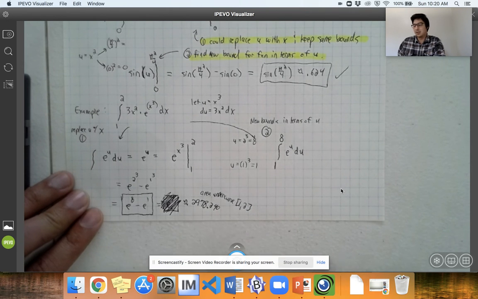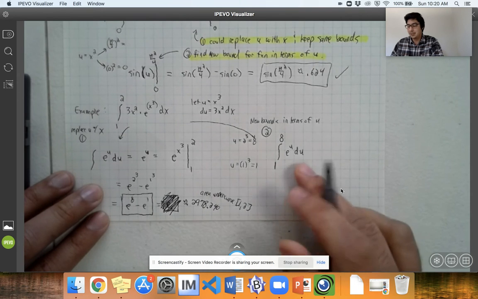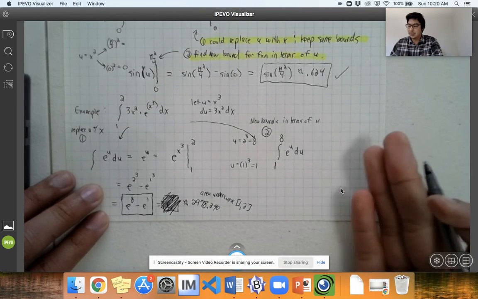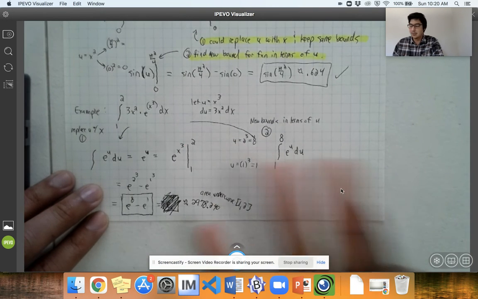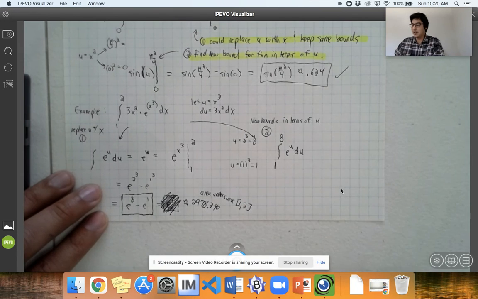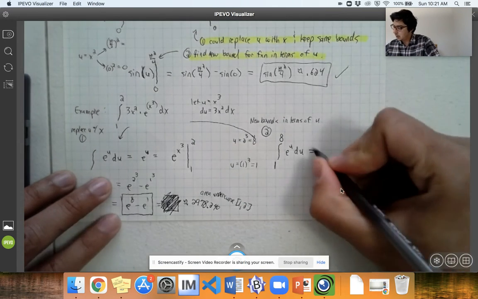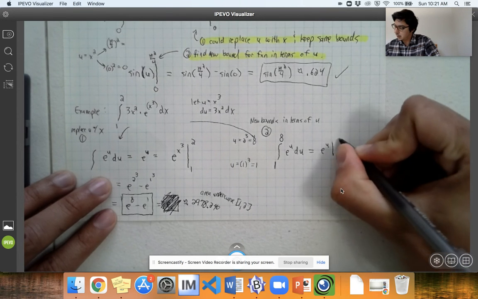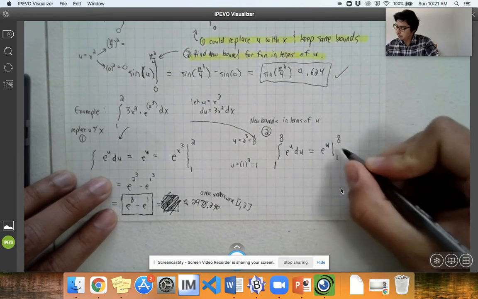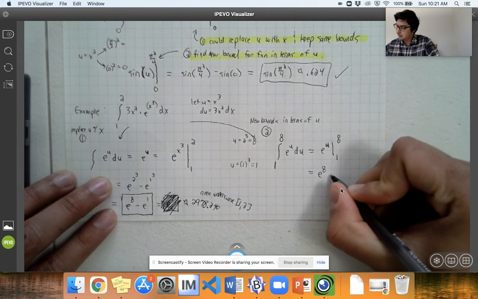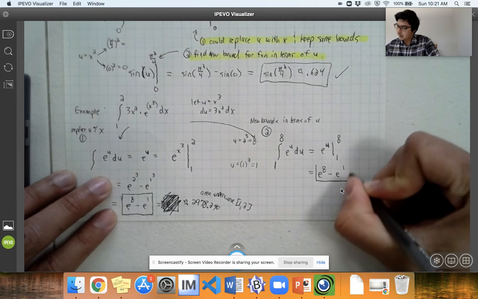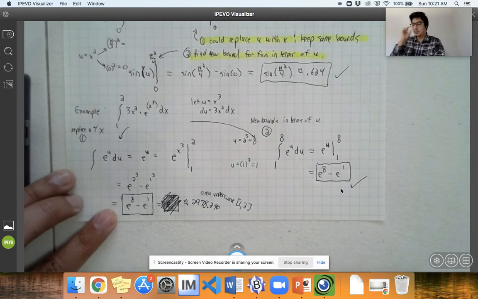It's almost like it's just a different function we have to consider. E to the u is a different function than e to the x to the third, and thus, to get the same area, we need different bounds. Notice if we do this, we have e to the u from 1 to 8. Plugging those in, we have e to the 8 minus e to the first, and notice how that's the same thing we got.